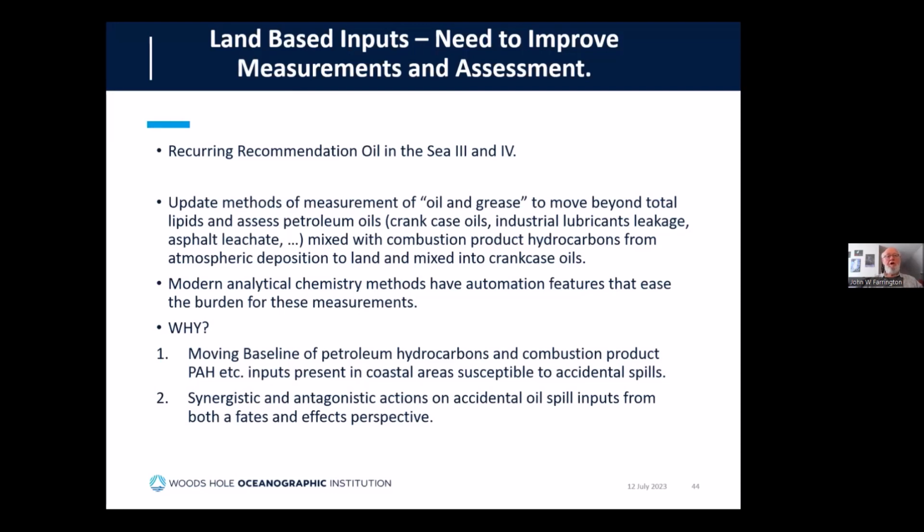We need to be worried about the synergistic and antagonistic actions on the accidental spill inputs from both a fate and effects perspective. And also we need to understand that that's a baseline, maybe a moving baseline, but it's a baseline against which we need to take a look at the accidental spill inputs.